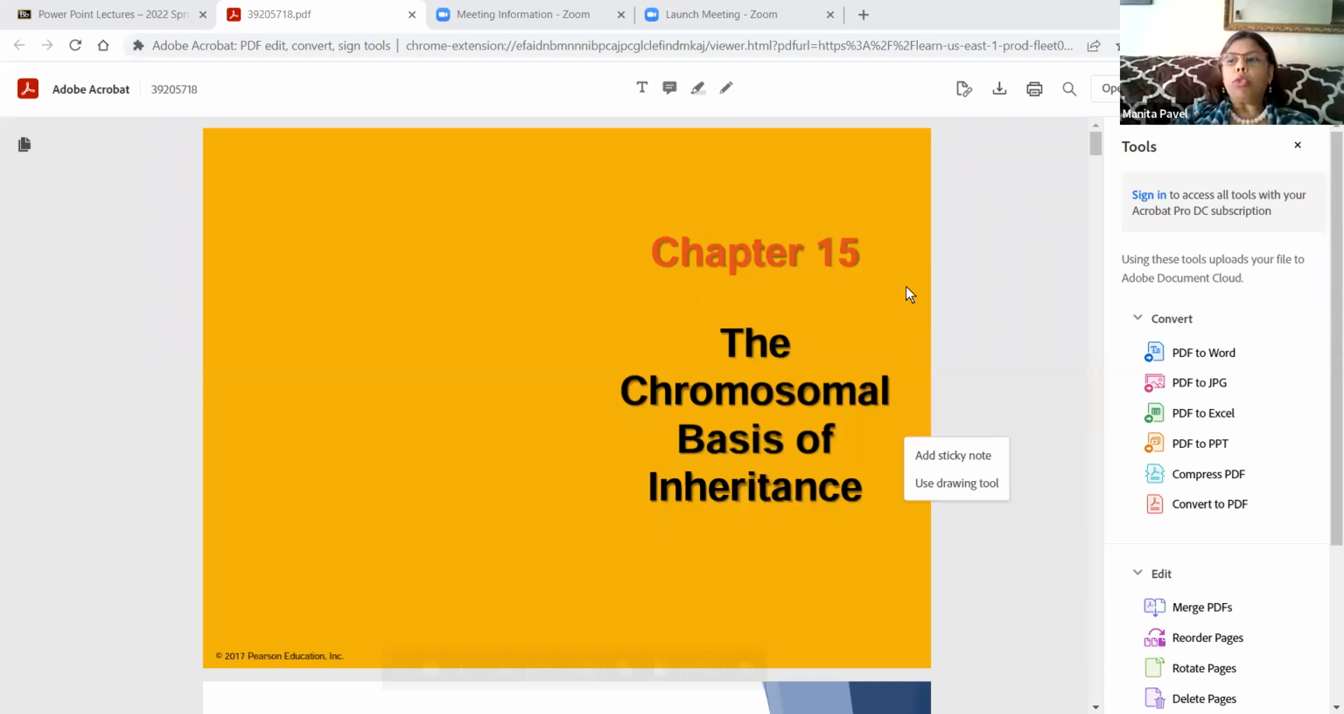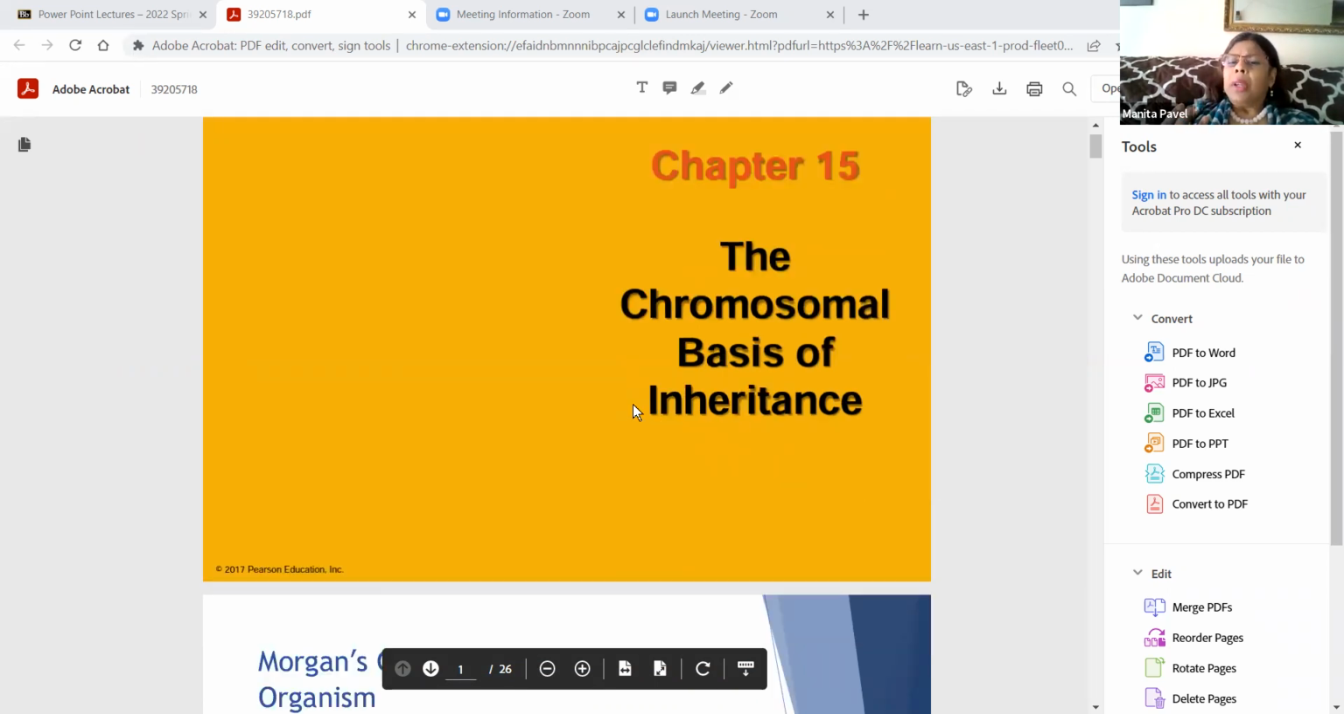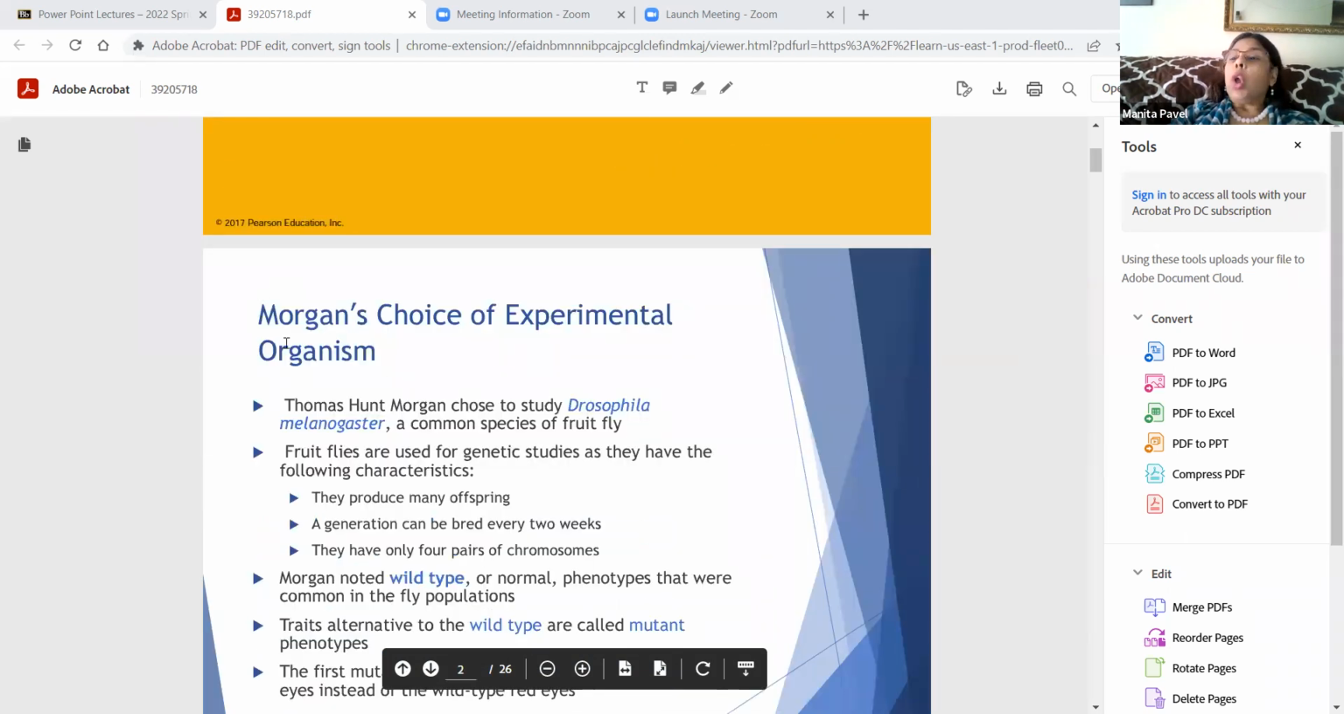Hello, students. So today we are going to talk about chapter 15, the chromosomal basis of inheritance. If we analyze this chapter, it states whether it is the chromosomes or DNA that is the actual basis of inheritance. It was Thomas Hunt Morgan who worked on Drosophila melanogaster.